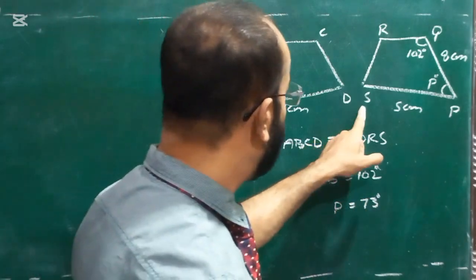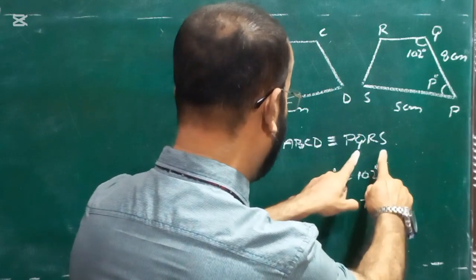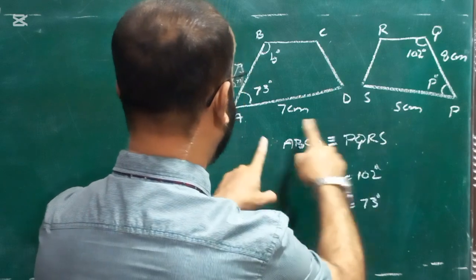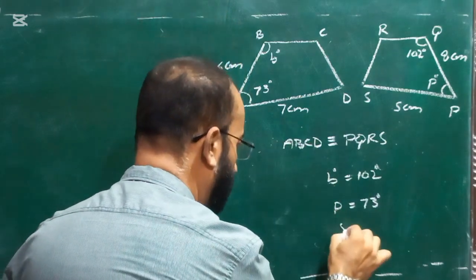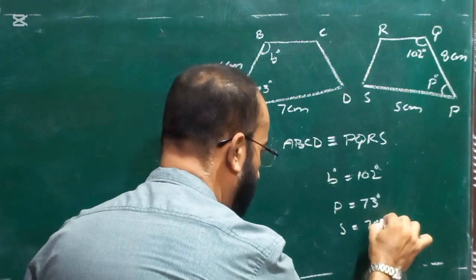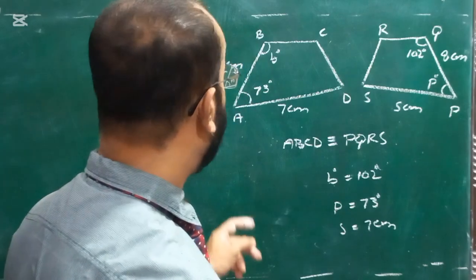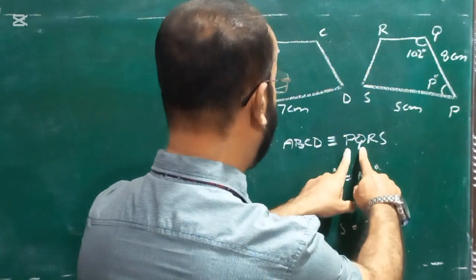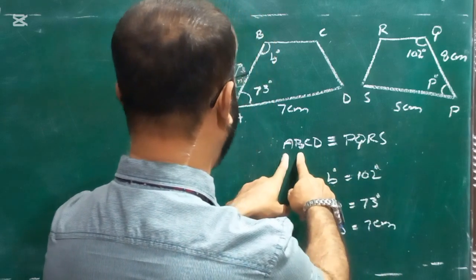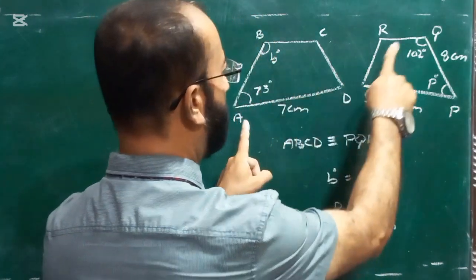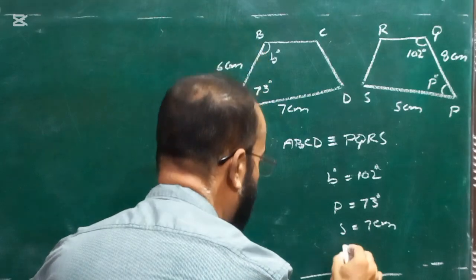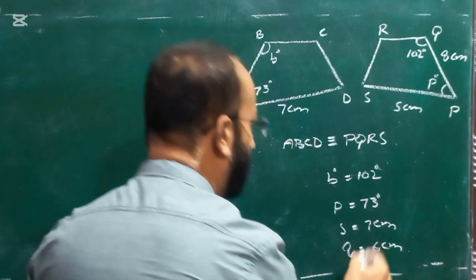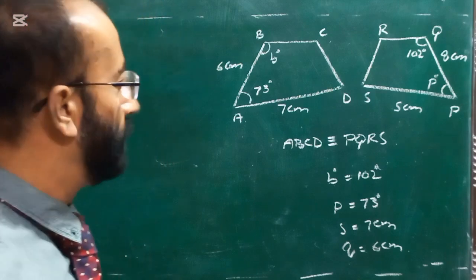Okay. Further requirement is SP. So look now, SP will be equal to DA. So S is equal to 7 centimeter. Okay, the final thing is QP. So here is QP, that will be AB. So 6. So Q is equal to 6. So this is the solution of the question.